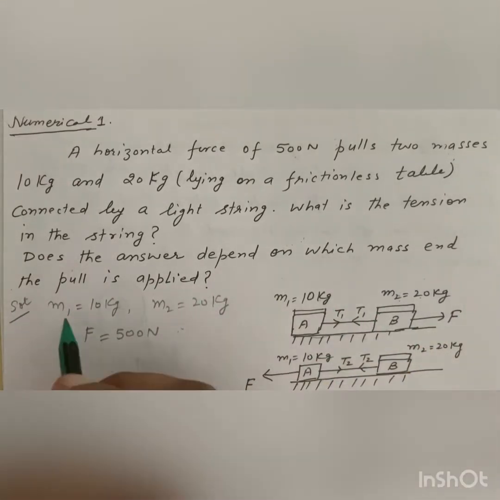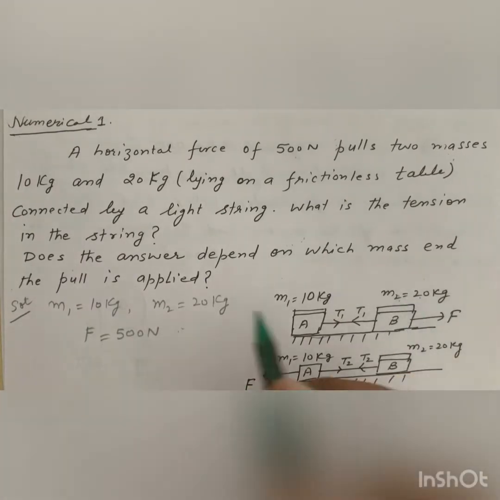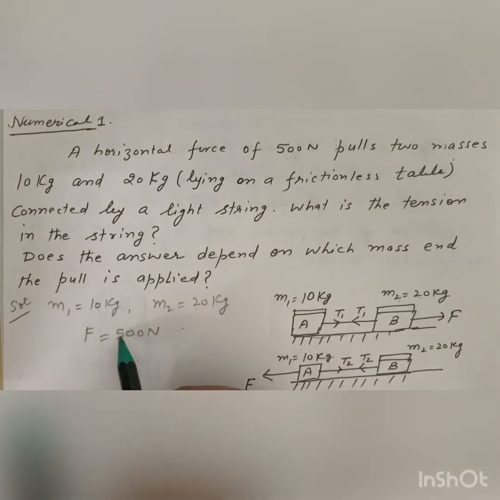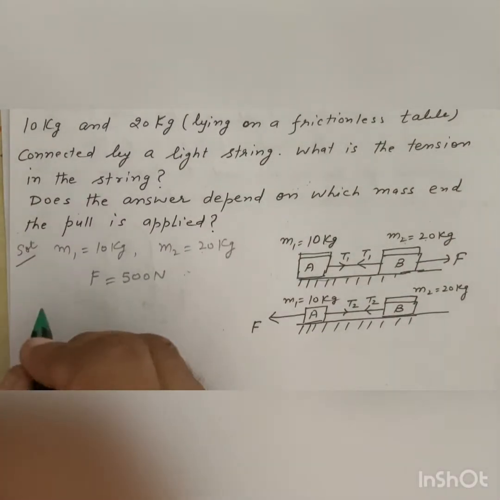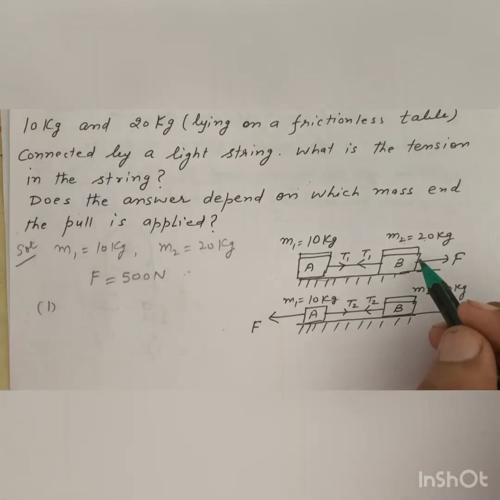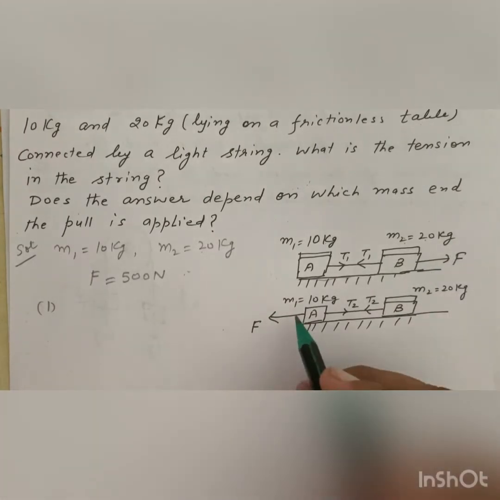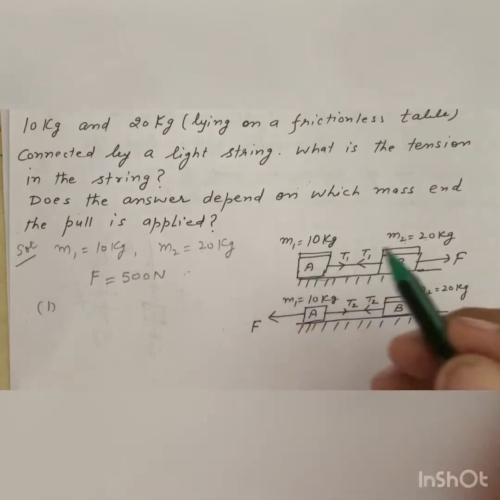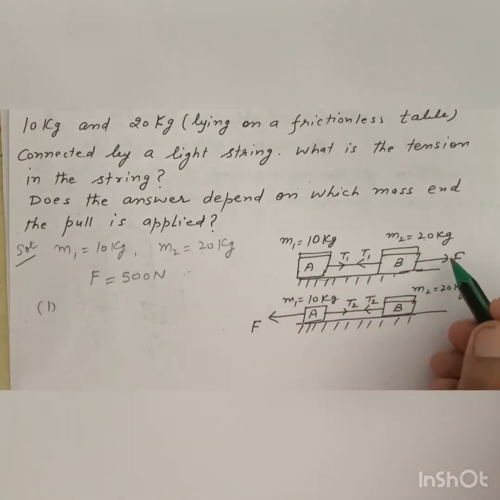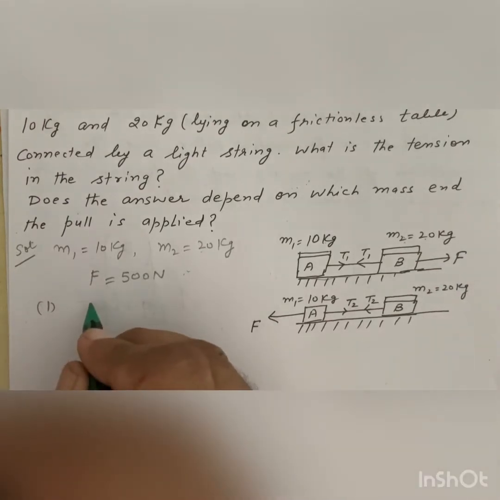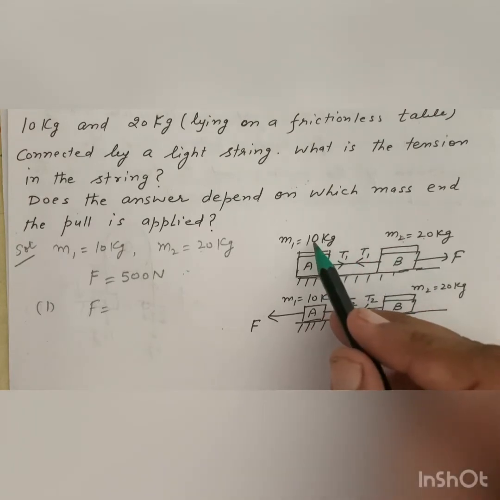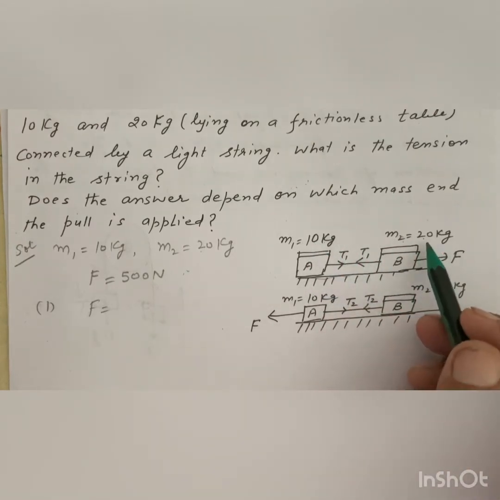Solution. It is given that M1 is 10 kg, M2 is 20 kg and the force acting is 500 Newton. Two cases are there. Here the direction of force is in this direction, and in the other case the direction of force is in this direction. So first of all we solve the first case. Here the direction of force is in this direction. We know that force equals mass into acceleration. Here the total mass is 10 plus 20, 30 kilogram.